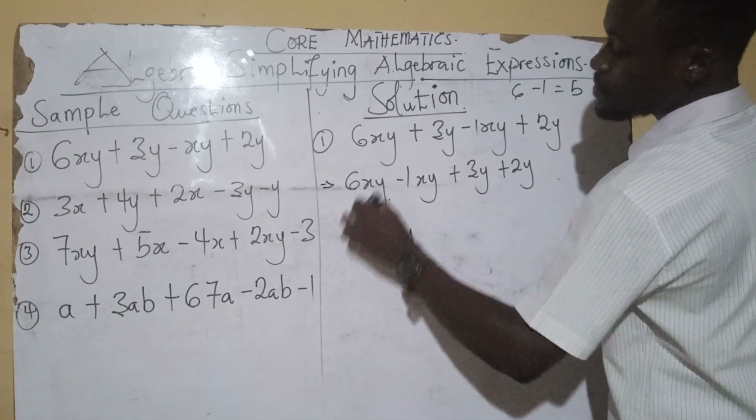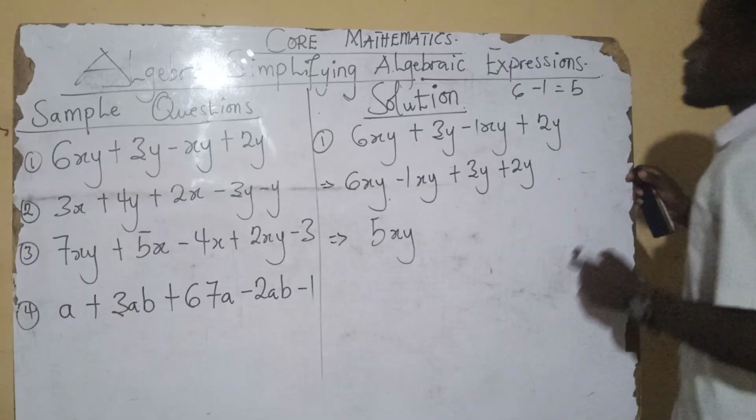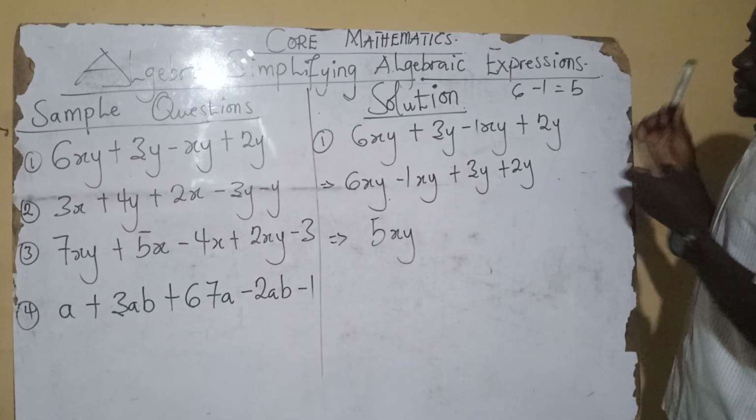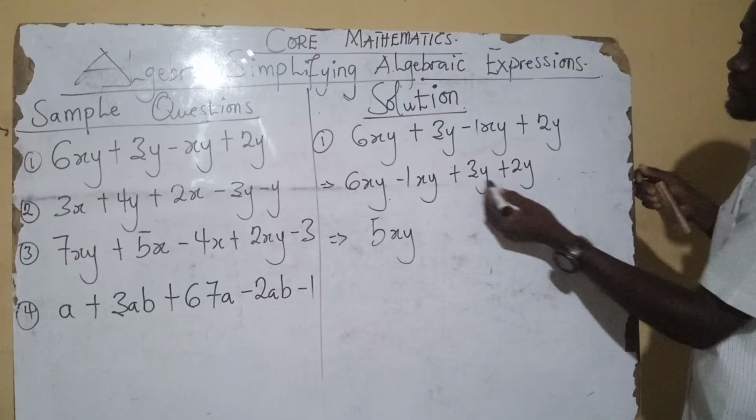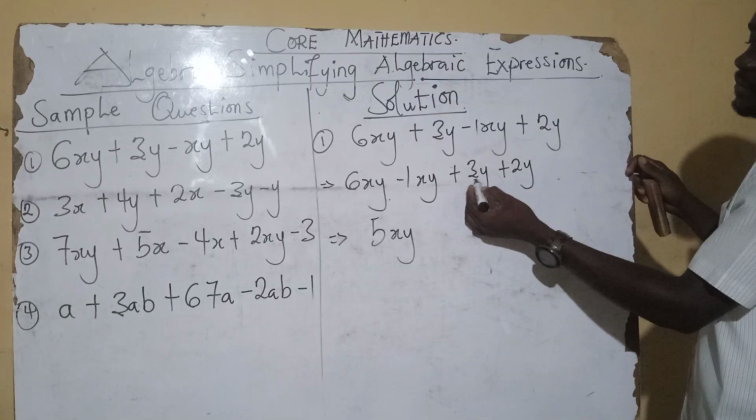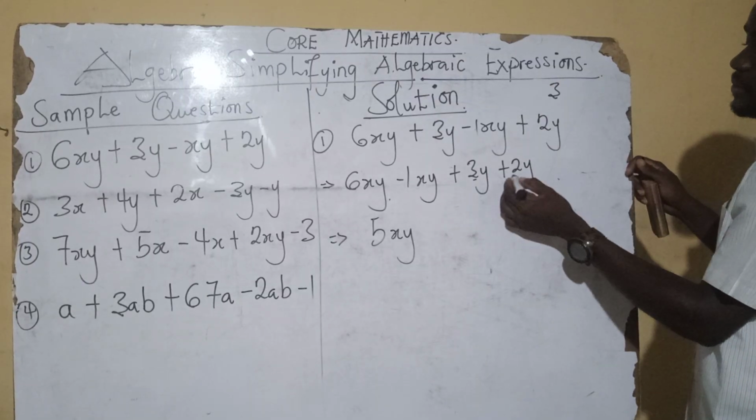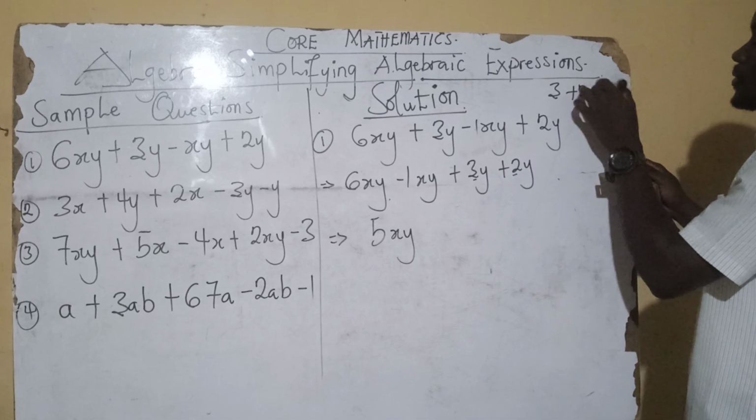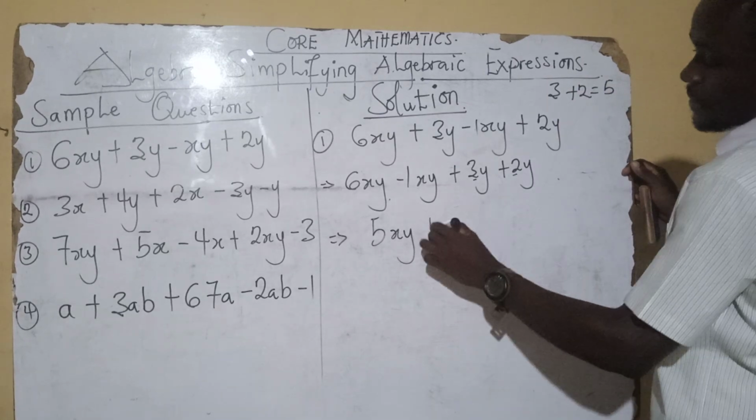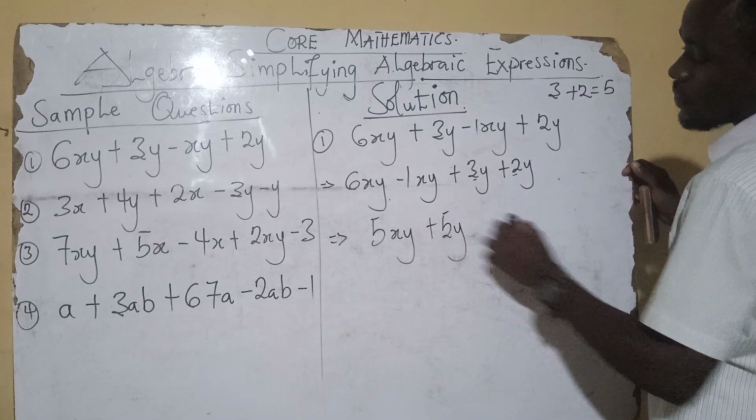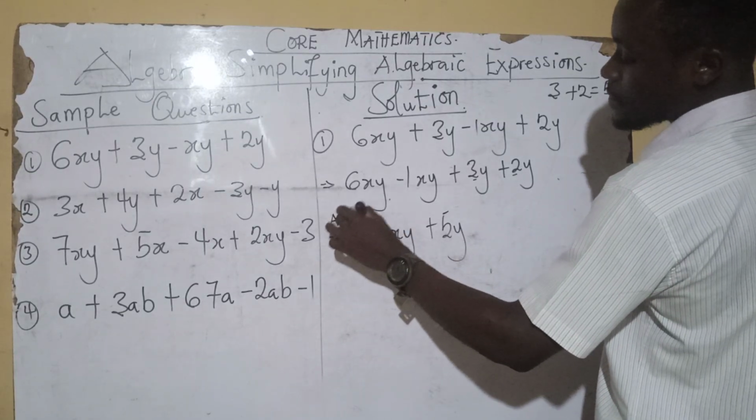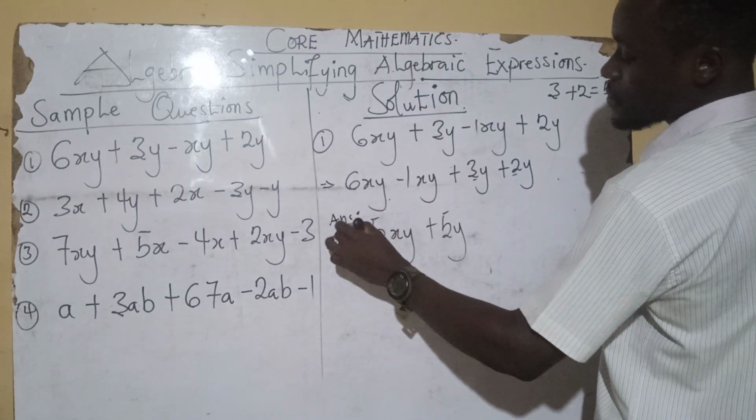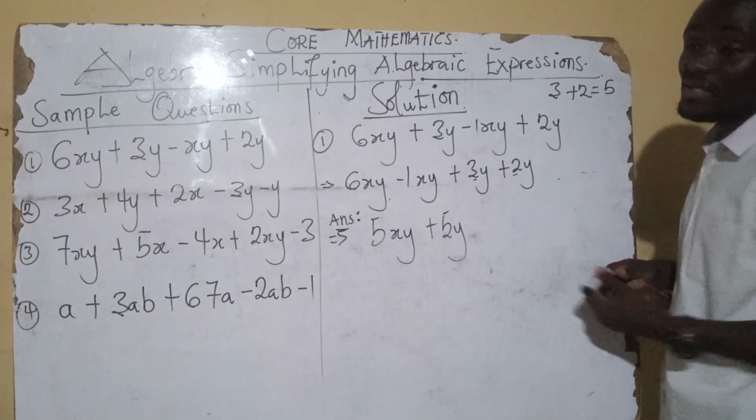So if I should continue with the process, I now have 3y and then 2y. The coefficient of this is 3 and the coefficient of this is plus 2. So I'm going to get what? 5. So here becomes plus 5y. Are you with me? So this then becomes our final answer. We are through with that.